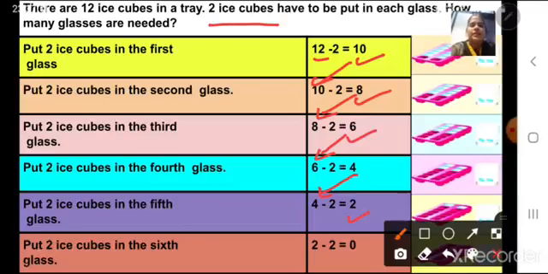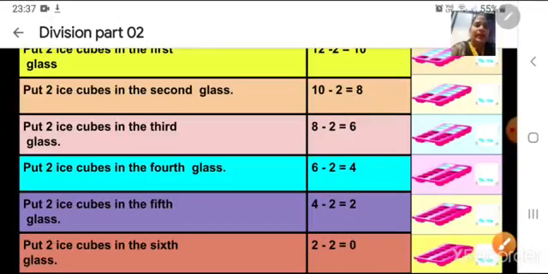Then put 2 ice cubes in the sixth glass. See children, only 2 ice cubes are remaining. We are going to take 2 ice cubes and put them in a glass. So 2 minus 2 is equal to 0. Finally, there are no ice cubes remaining in the tray. We have got 0 at the end.